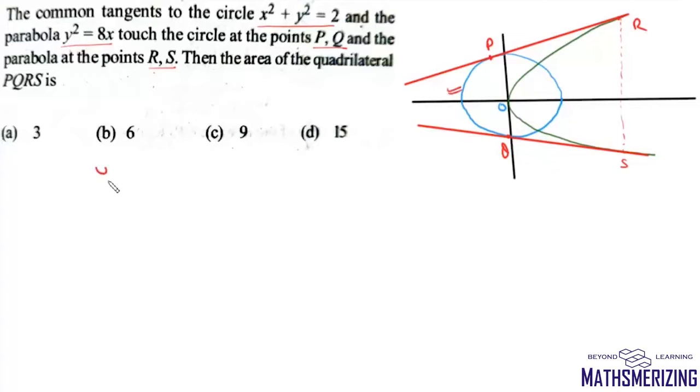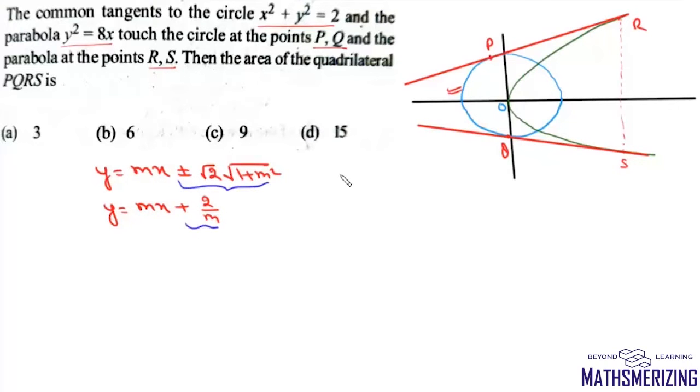So for this circle, equation of tangent will be y equals mx plus minus r, which in this case is root 2 into under root 1 plus m square. And for this parabola, equation of tangent is y equals mx plus a over m. What's a? A is 2. So it will be 2 by m. So it's a common tangent. So that means these two equations, they represent the same line.